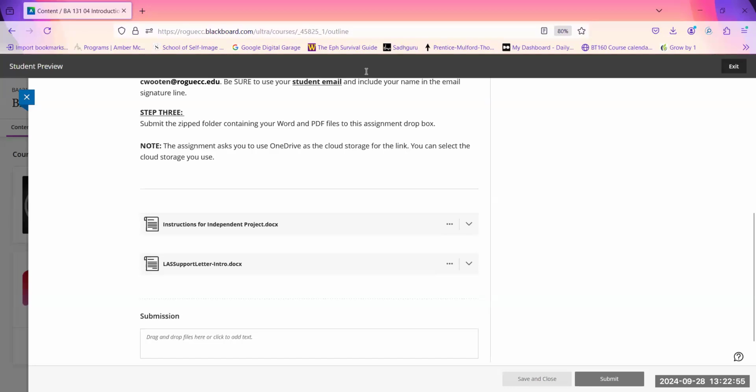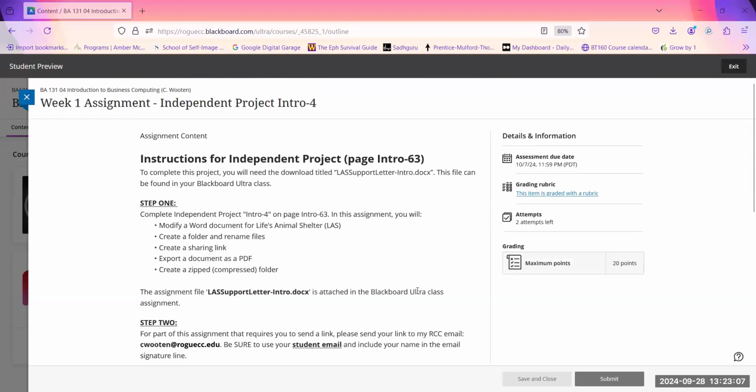All right, once you've gotten that finished, the submission area is over on the bottom right-hand side of the screen. And you can do this assignment at any time during the first week, but just make note of the due date. It is due by October the 7th, which is a Monday, by 11:59. And this assignment is graded with a rubric.